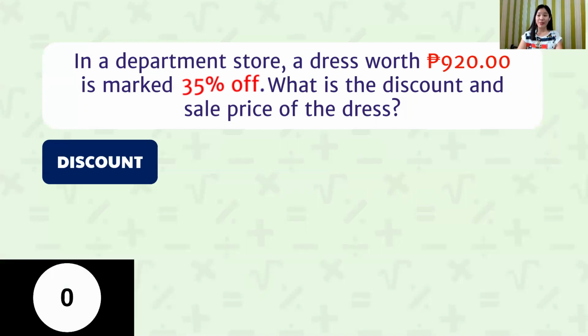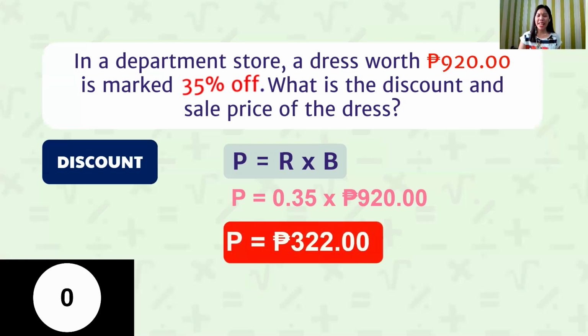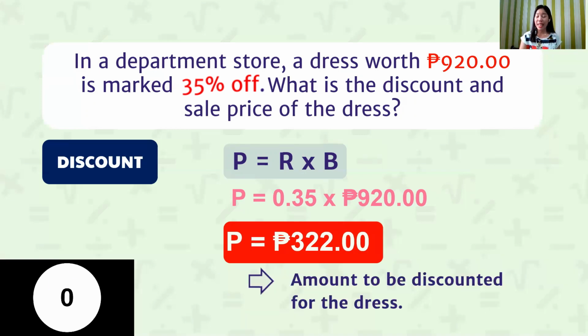Time's up. Let us check if you got it right. With the formula P equals R times B, let us solve for the discount. 0.35 times 920 pesos. 35% becomes 0.35 because we have to convert this percent to its decimal form. 0.35 is our rate of discount and 920 pesos is our marked price. In multiplying the rate of discount by this marked price, we will get, amazing, 322 pesos, meaning 322 pesos is the amount to be discounted for the dress.